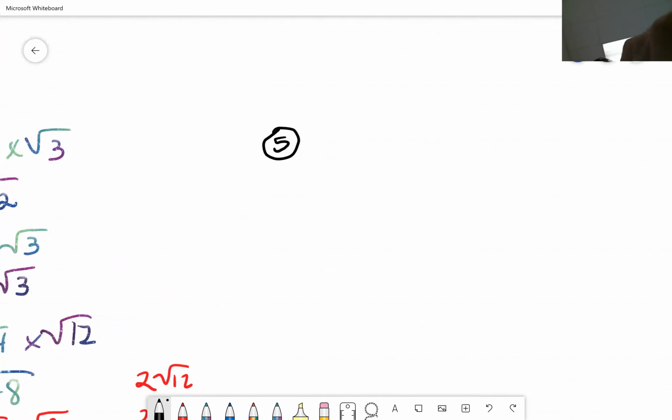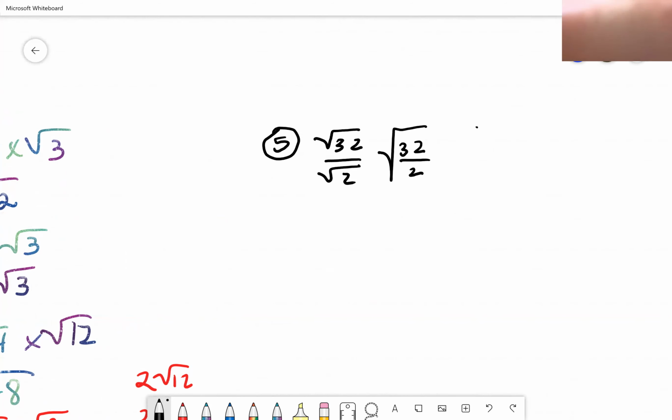All right, the next one is square root of 32 divided by the square root of 2. Well, I would have liked to have seen you do this because you realized the 32 and the 2 are divisible nicely. And it just comes out to square root of 16, which is just 4.